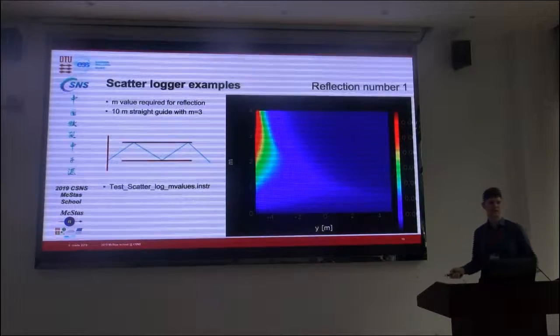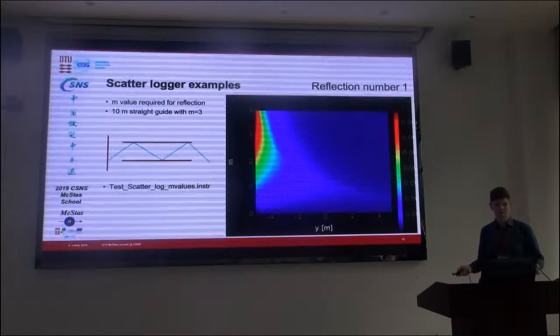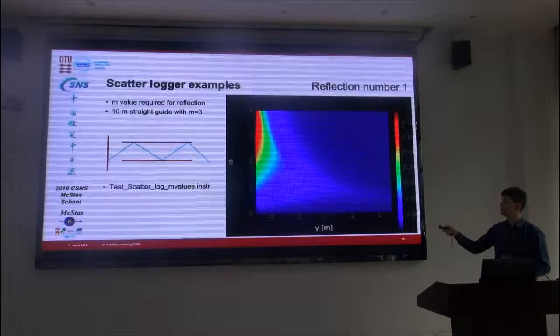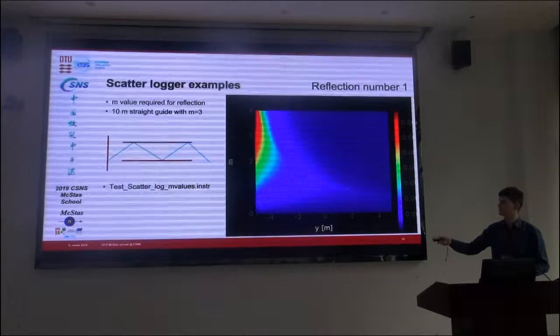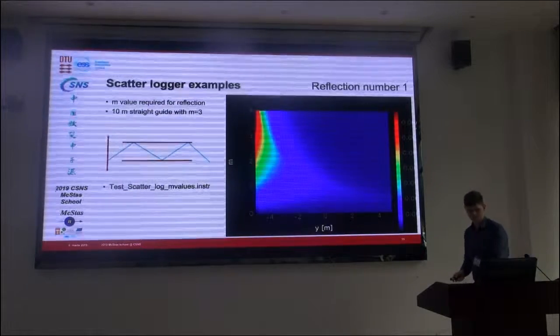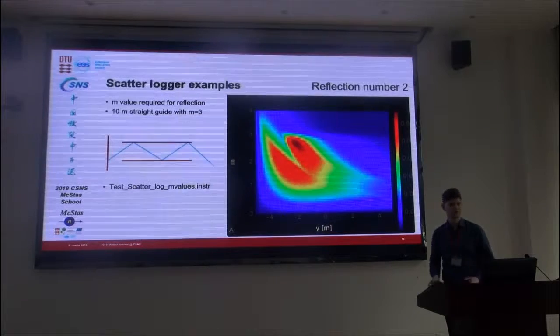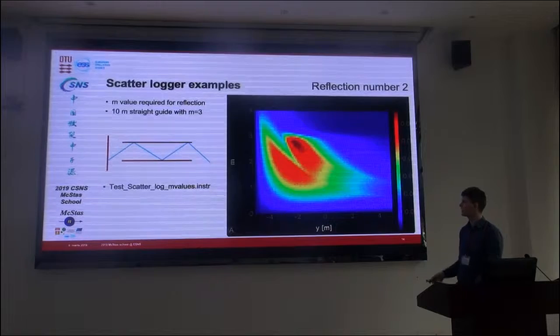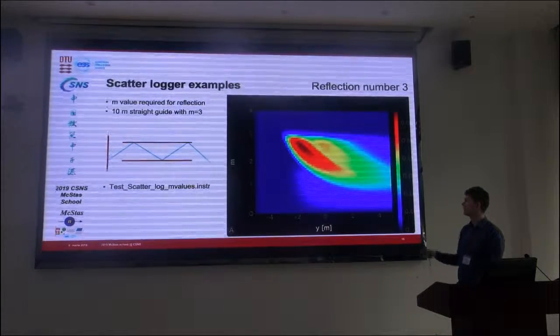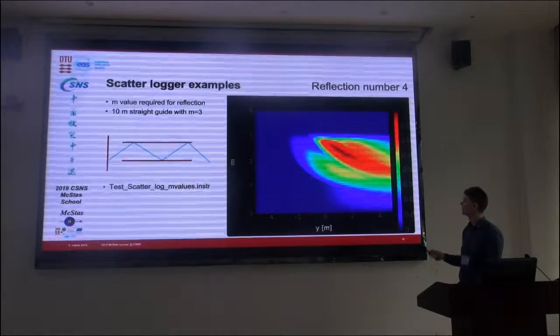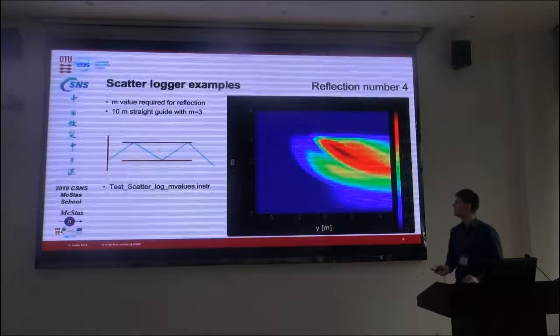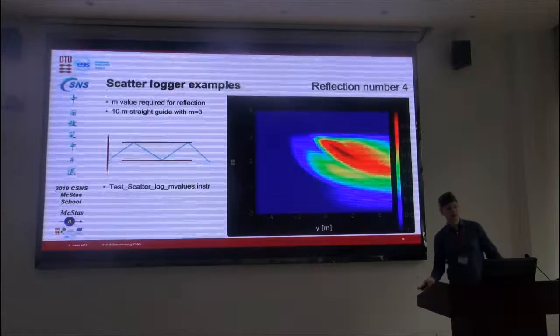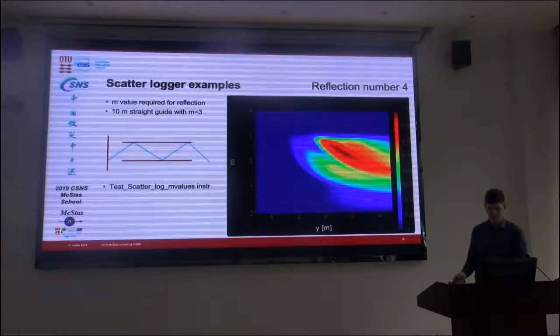We can also select different orders of scattering. So these are only the first scattering we see from the start. These are then the second scattering, and of course that happens further into the guide. It's the third scattering and the fourth. And we can understand where this is likely to happen, which M values are required.